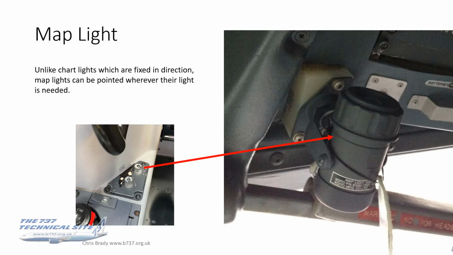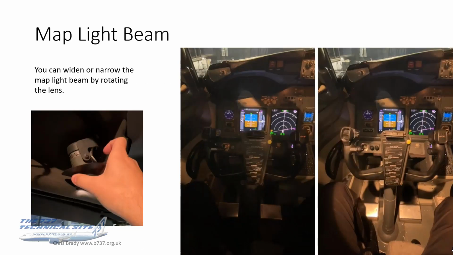The map light, which is just forward of the chart light there, these can be pointed wherever you want them. So the chart light purely focuses at where the chart stowage is. The map light can be pointed anywhere you like. So you can have it on the yoke, you can have it on your lap at the tech log. You can move that around as and where you need it. You can widen or narrow the beam by rotating the lens, and you can see left and right photos there of narrow and wide beam.